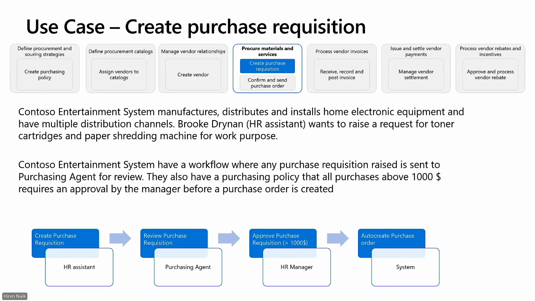In this use case, we'll first create the purchase requisition as HR assistant. The purchase agent will review and update the purchasing requisition. Based on the workflow, the requisition manager will approve the purchase requisition, and purchasing policy is set up to auto-create purchase order from approved purchase requisition.